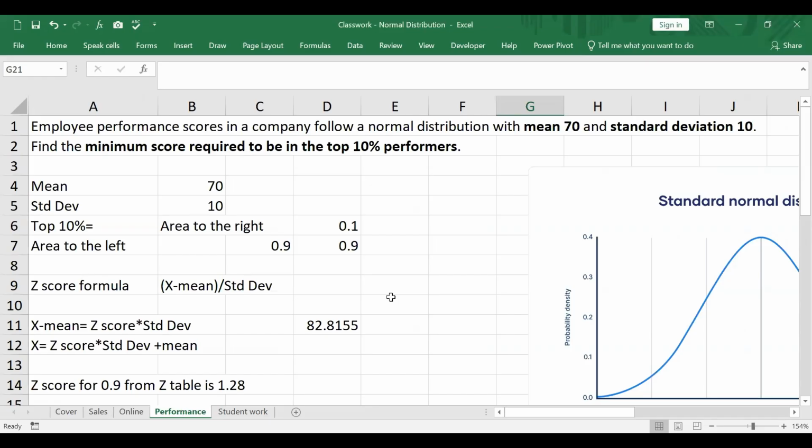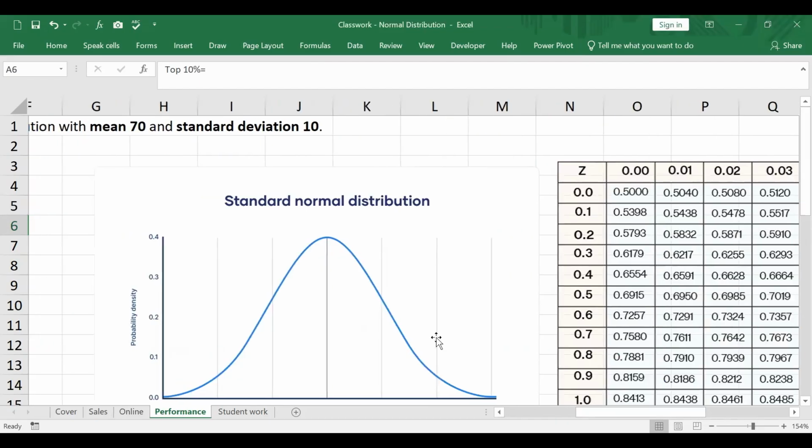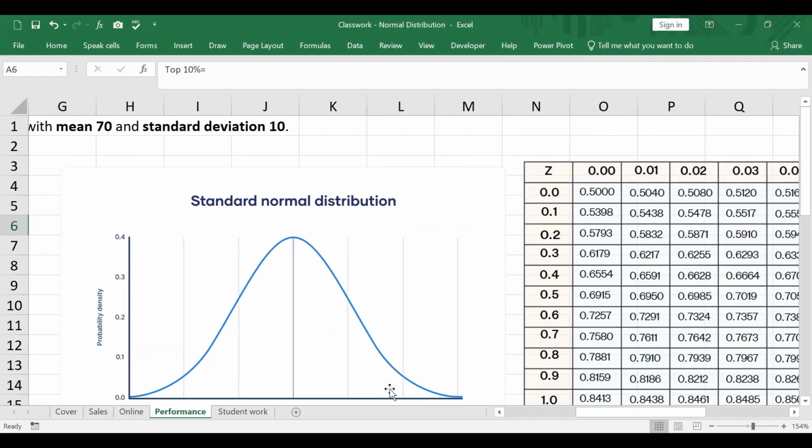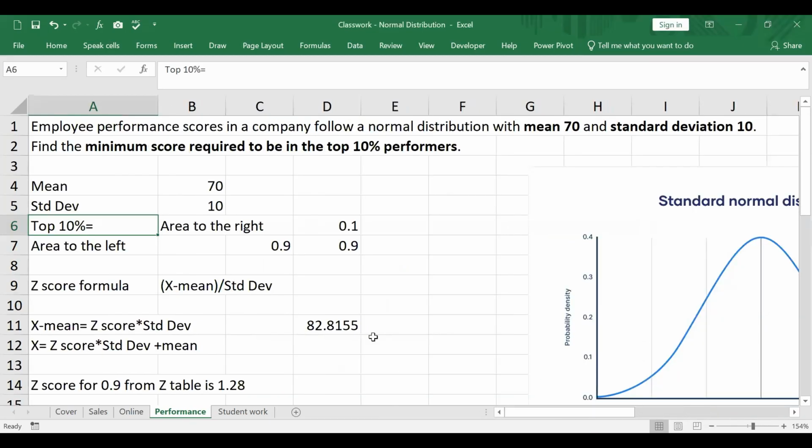Next, employee performance scores in a company follow a normal distribution with a mean of 70 and standard deviation of 10. Now, this is the opposite of what we have done so far in the last two problems. Find the minimum score required to be in the top 10% of performers. So what is given here is mean is 70, standard deviation 10. Top 10% is the one which is to the right. So we want to know what is the score corresponding to the top 10%. So area to the left will be 0.9. So right is 0.1. We are trying to find out how much is to the left.